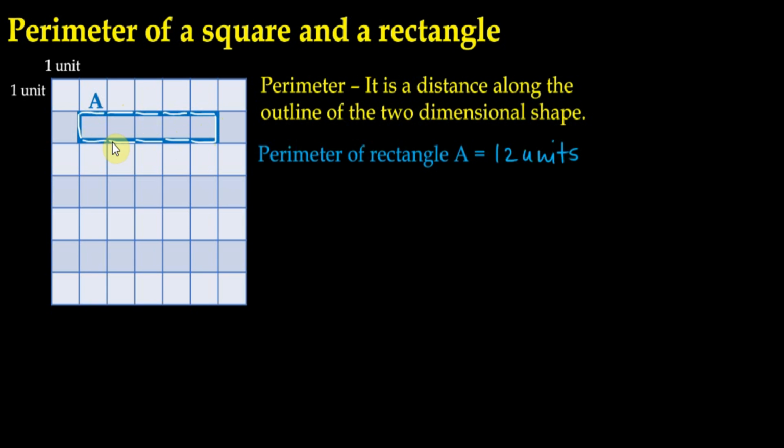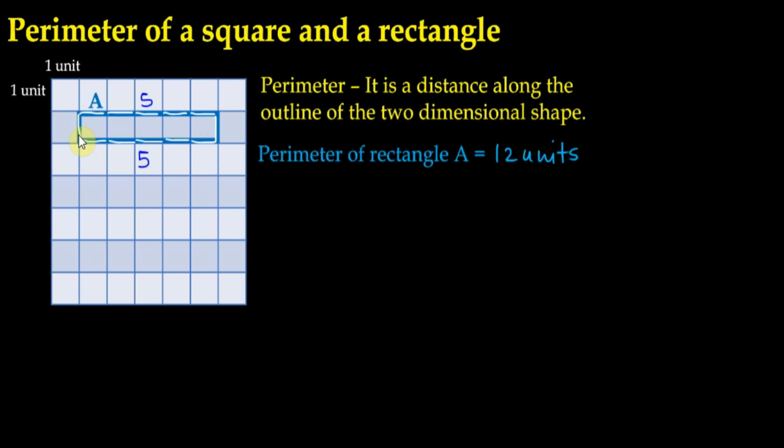But we know opposite sides of the rectangle are equal. That means they are of same length. So the two longest opposite sides and the two shortest opposite sides are of equal length. So the longest side of rectangle A measures 1, 2, 3, 4, 5 units. So this side is 5 units. Therefore, this side is also 5 units because they are opposite to each other, so they are of same length.